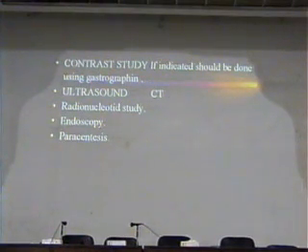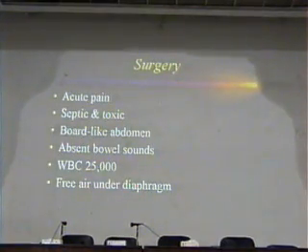We can do a contrast study for this patient also. If indicated, we should do this using Gastrografin, not Urografin. Gastrografin is a water-soluble contrast, because if we use a lipid or fat-soluble one and inject it, it will cause some form of severe allergy. So we have to use water-soluble contrast in the form of Gastrografin. We can do ultrasound examination, CT abdomen, radionuclide study, endoscopy, and paracentesis if there is free fluid inside the abdomen.